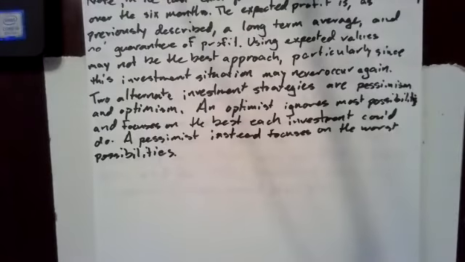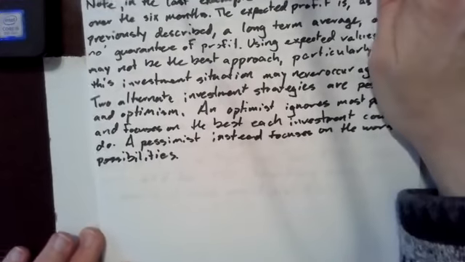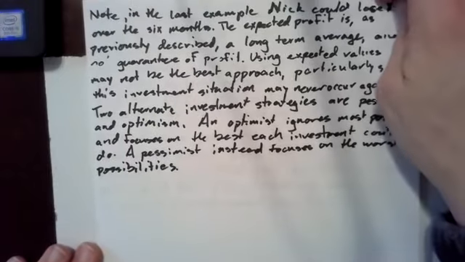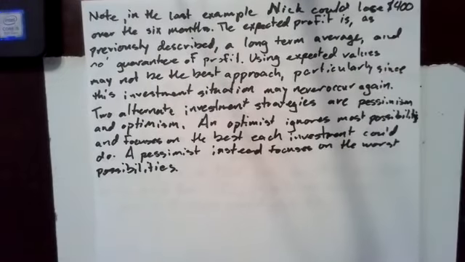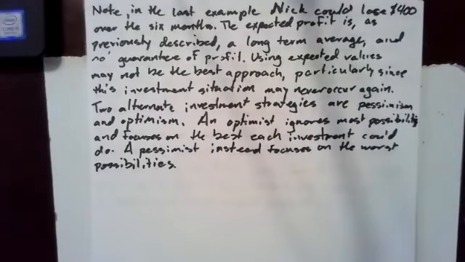Note, in this last example, Nick could lose $400 over the 6 months. The expected profit is, as previously described, a long-term average and no guarantee of profit. Using expected values may not be the best approach, particularly since this investment situation may never occur again.